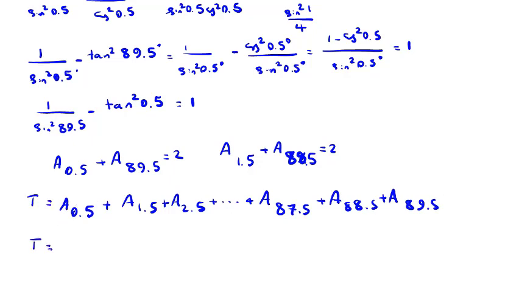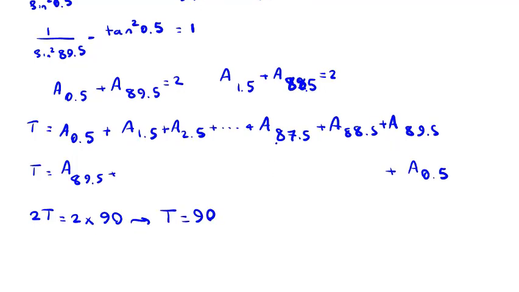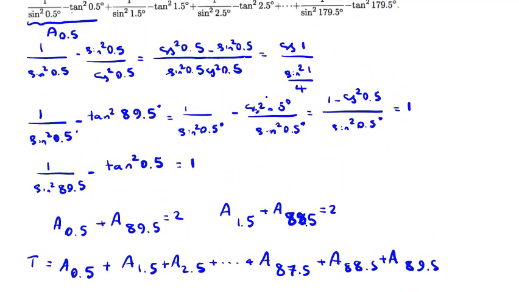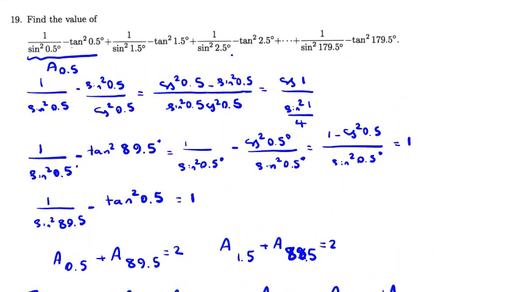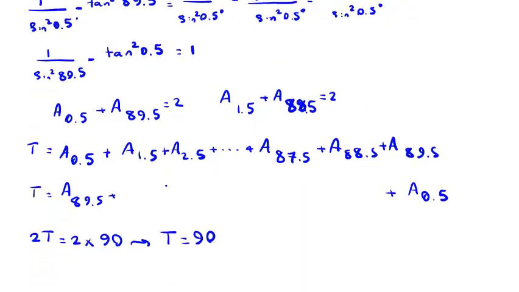Then you consider, okay, t, write it in reverse order. A 89.5 to the last one here 0.5. We proved all of them are 2, so 2t equals 2 times how many cases do we have? 0, 1 to 89. We have 90. So t equals 90. Now we should check for the other terms from 90.5 to 179.5.